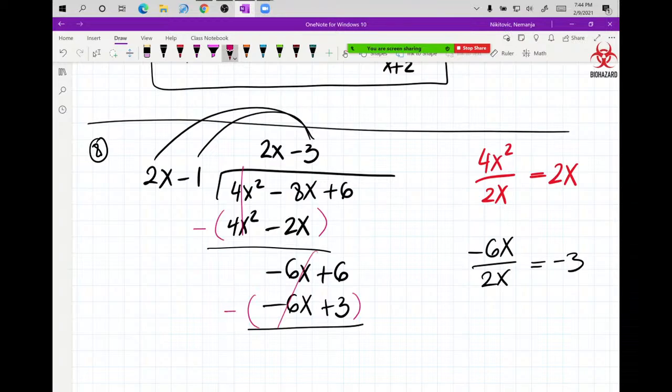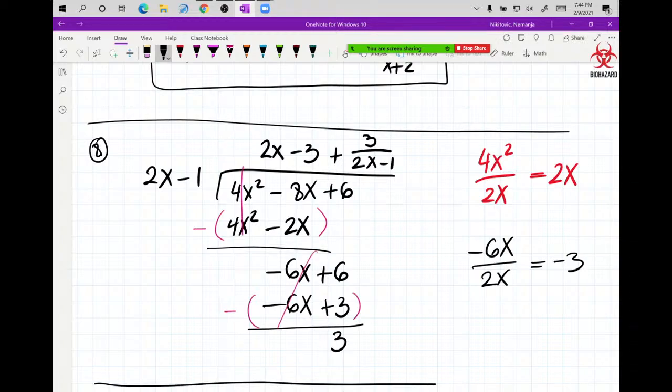And 6 minus 3 is 3. Switch it. So your remainder is positive 3, which means plus 3 over 2x minus 1. And you're done.